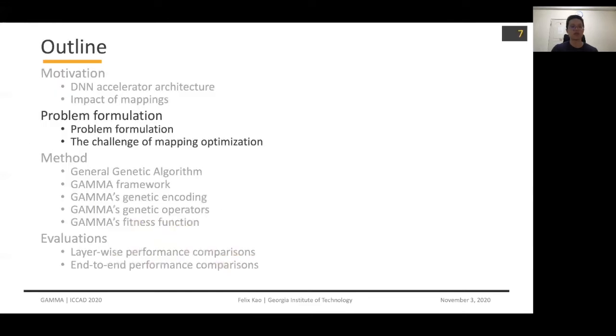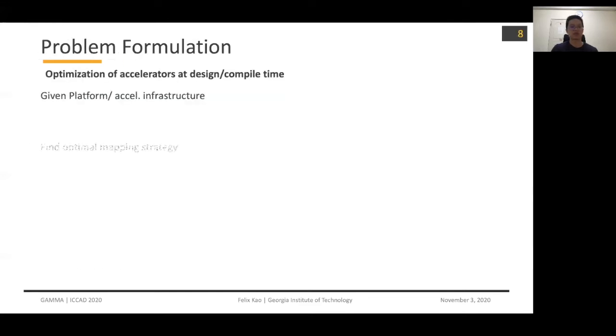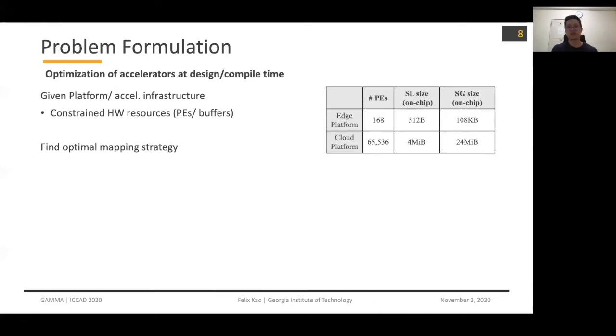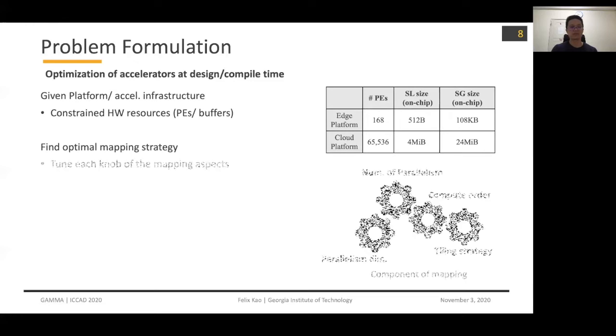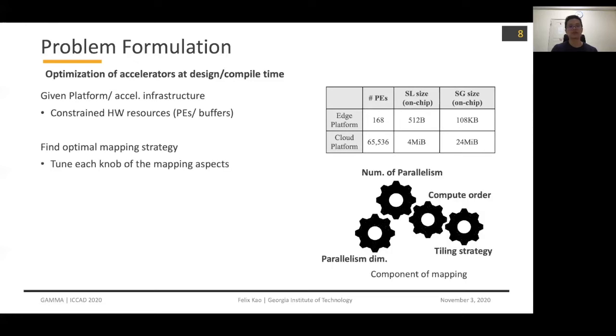So now comes our problem formulation. Our problem is, given a platform or accelerator infrastructure, we want to find the optimal mapping strategy. It means that our hardware resources are constrained, like the number of PEs, the global buffer, and the local buffer we have. And this is the constraint that we use in our experiment. And we want to tune each knob of the mapping aspect.